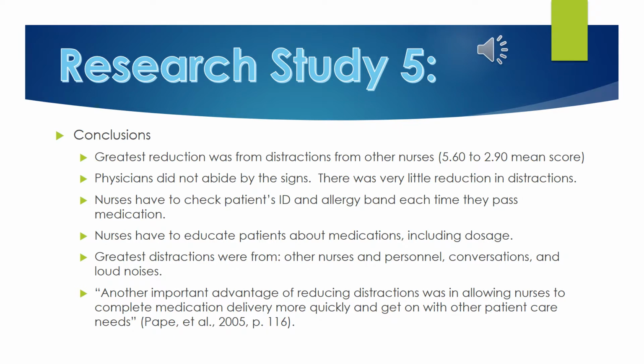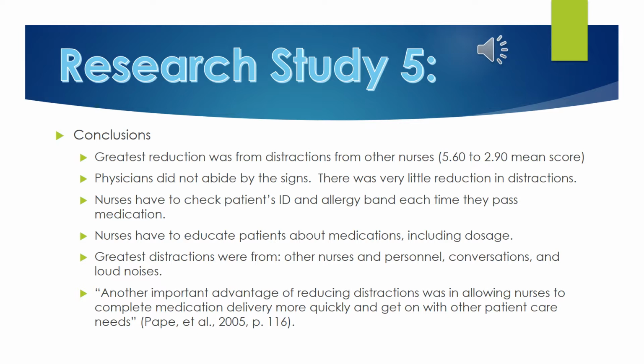Conclusions. The greatest reduction was from distractions from other nurses, 5.60 to 2.90 mean score. Physicians did not abide by the signs. There was very little reduction in distractions. Nurses have to check patient ID and allergy bands each time they pass medications. Nurses have to educate patients about medications, including the dosage. The greatest distractions were from other nurses, personal conversations, and loud noises.